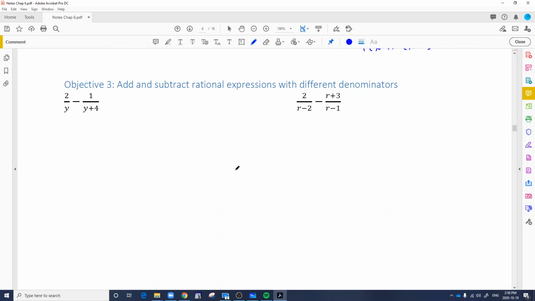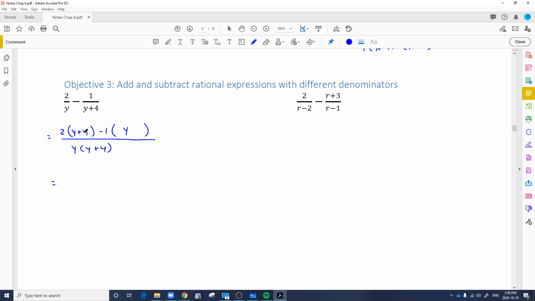So objective 3. I have two terms here. This one has a denominator of y. This one has a denominator of y plus 4. You can't add to get a common denominator. You have to multiply. So my common denominator is actually going to be y times y plus 4. Then I take my numerators and I write them out and I look to see what they need to get multiplied by. So this first term would have to get multiplied by y plus 4. The second term would have to get multiplied by y.